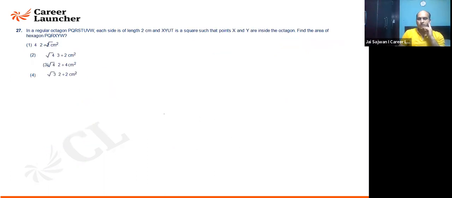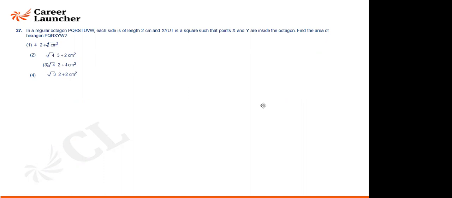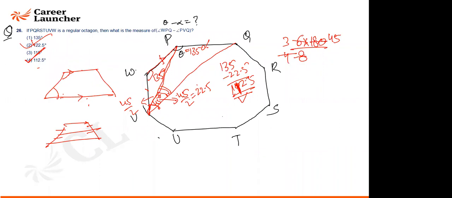Here comes the next question again based on the same concept. Please have a look and try to answer it now. Sir, I'm sorry, but can you go back to the previous question? Yeah, ma'am, why not? Can you just tell how did you say that UQ is parallel to WP? Yeah, UQ is parallel to this one.